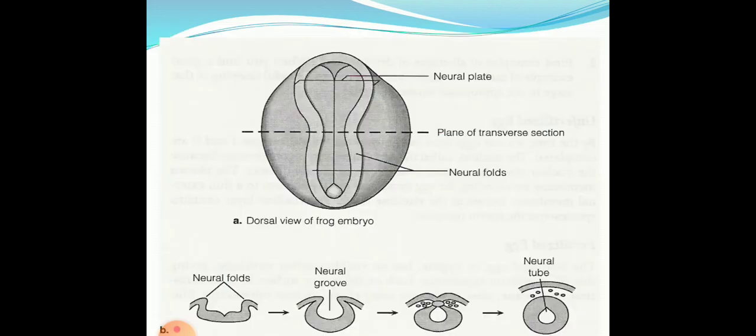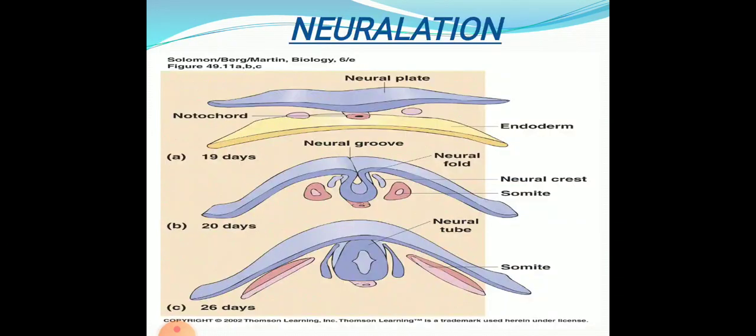We call it neurula. So here you can see the diagram, the dorsal view of the embryo. That is the neurulation process.